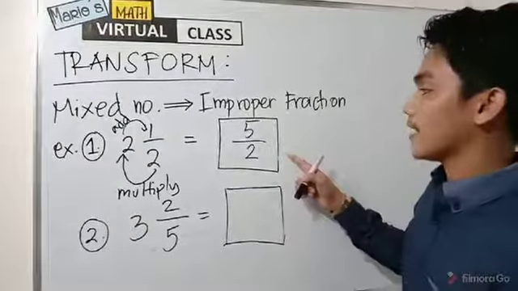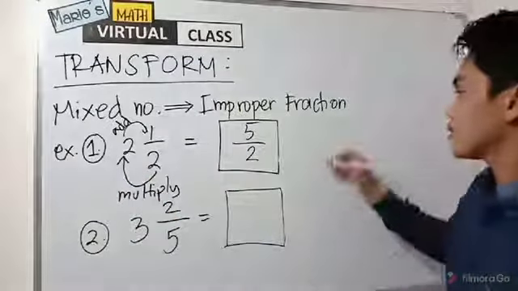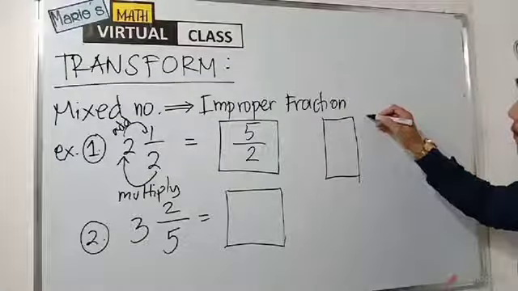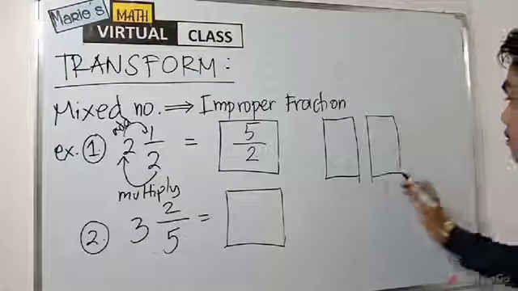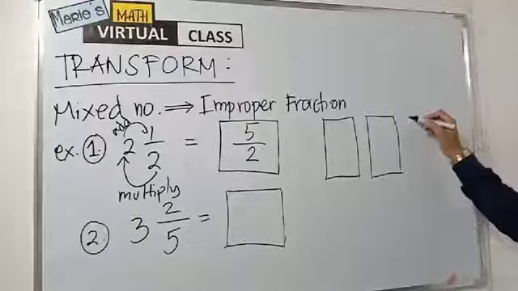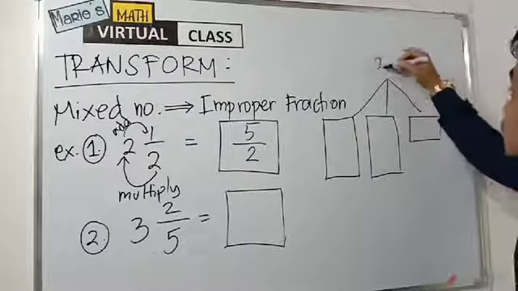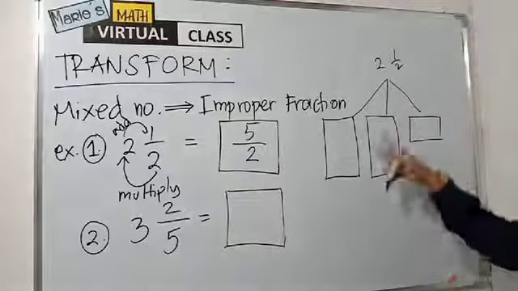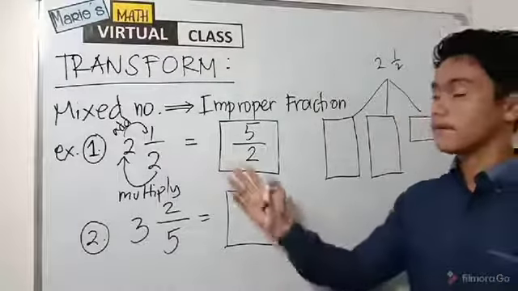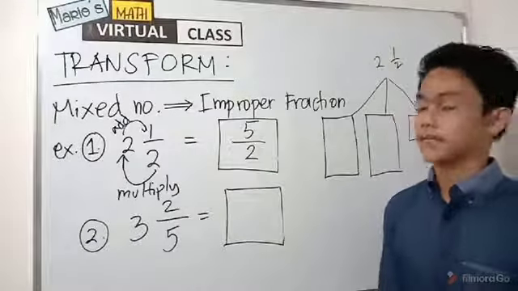So what is 5 halves and what is 2 and 1 half? Why are they the same? Okay, if we are going to illustrate 2 and 1 half, for example, you have 2 pieces of paper. And then you have a half of a paper. So in this, you can illustrate 2 and 1 half, because this is 2 and this is 1 half. Now, why did it become 5 halves? Why can it be transformed to 5 halves?